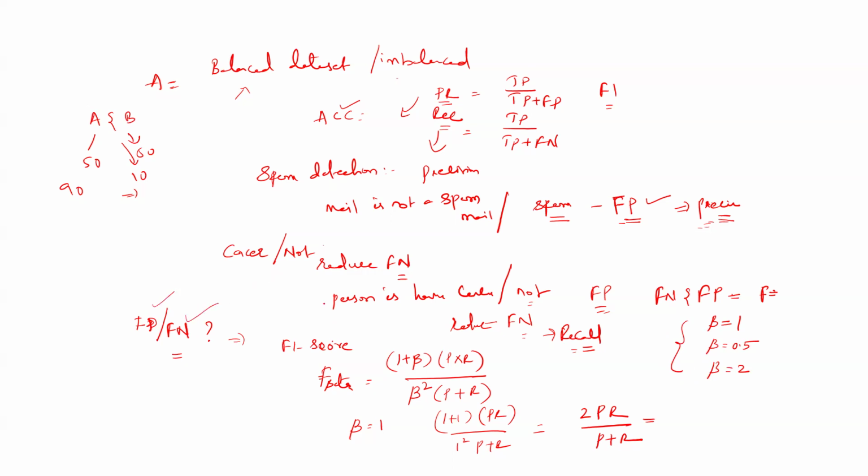So this is about the confusion matrix and the evaluation metrics, how we are going to find out especially accuracy, precision, recall, and the last one, the F1 score.